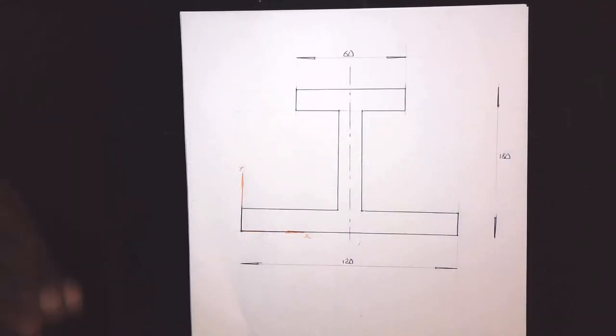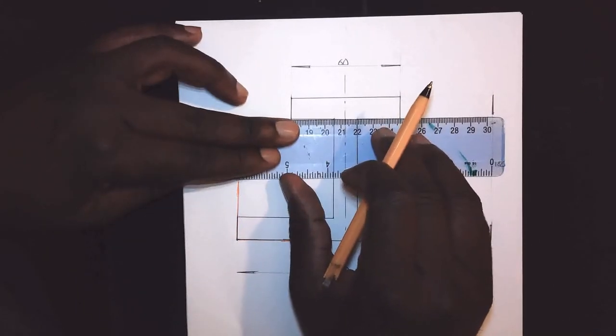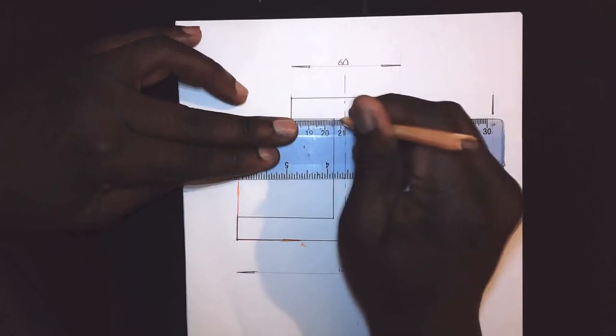So let's start. The first thing that we have to do is segment the beam into three sections.